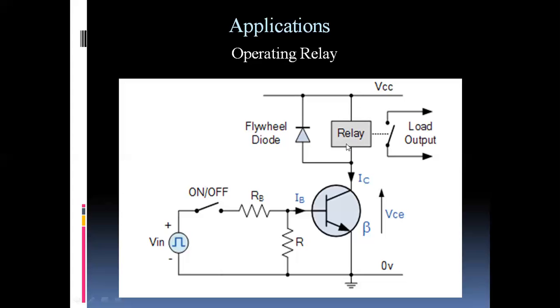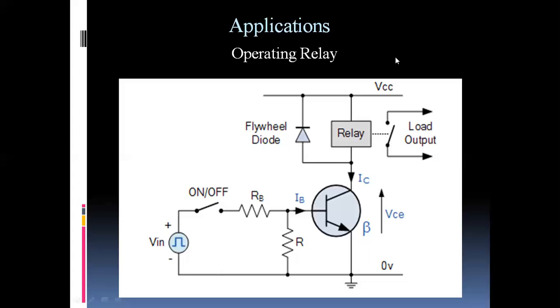Whenever the reverse voltage is generated here, the flywheel diode will clamp that voltage, maintaining it at 0.7 volt. Whatever the voltage at the collector side, it will not keep increasing, maintaining the transistor in good condition and avoiding damage to the transistor. So this is the use of the flywheel diode. It avoids damaging the transistor when the back EMF is generated by the relay.